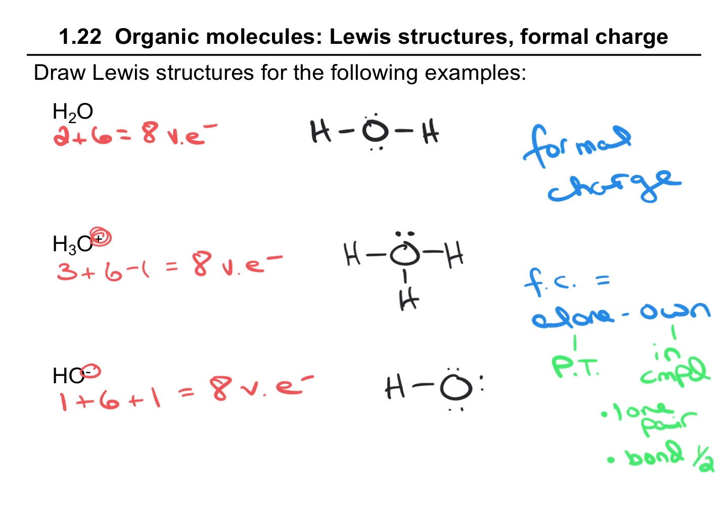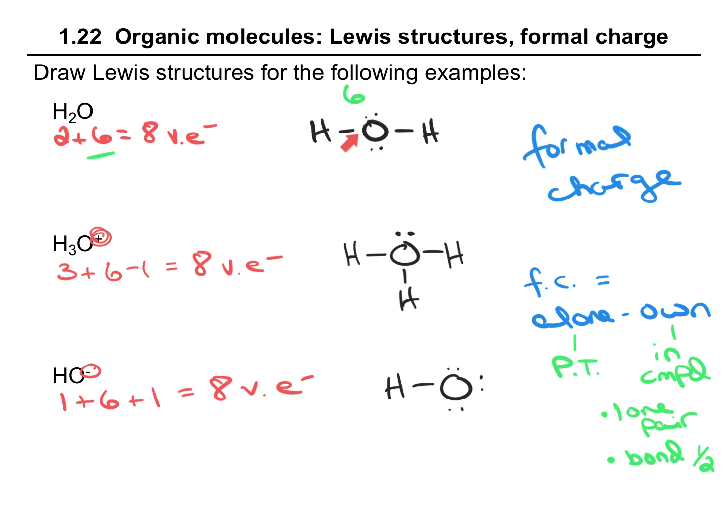So let's see what this means. If we're looking at this oxygen, on the periodic table, oxygen has 6 valence electrons, right? That's what we said over here. That's what we were using. And in this molecule, oxygen completely owns 2 lone pairs. So it has 2, 4 electrons.